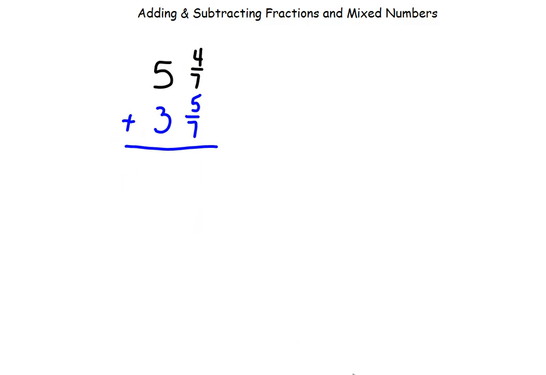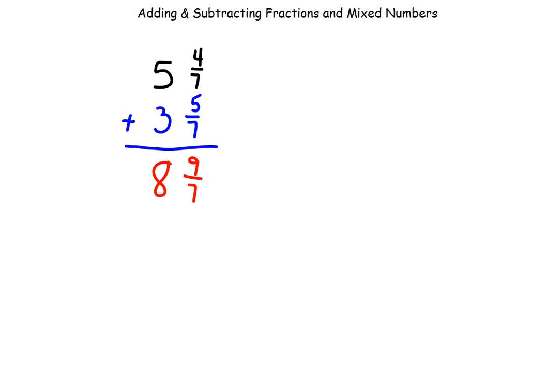Lastly, now we're going to take a look at an example with addition of mixed numbers. So here we have 5 and 4/7 plus 3 and 5/7. And again, our denominators are the same, so we have 7 in both, and we're going to keep it 7 in our answer. We add the whole numbers. 5 plus 3 equals 8. And now add the numerators. 4 plus 5 equals 9.